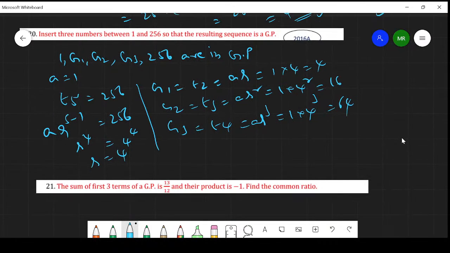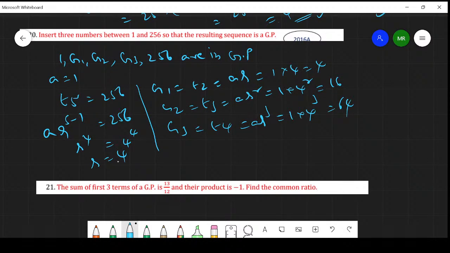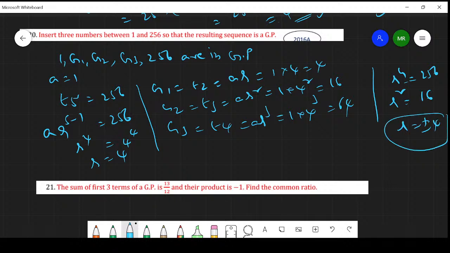Some people they have written R equal plus or minus 4. Suppose they have written R power 4 equal to, they are given 4 power 4, they will write here again. See what they will do now. R power 4 equal to, they are given 256. R square is equal to 16. R equal to plus or minus 4 they may consider.